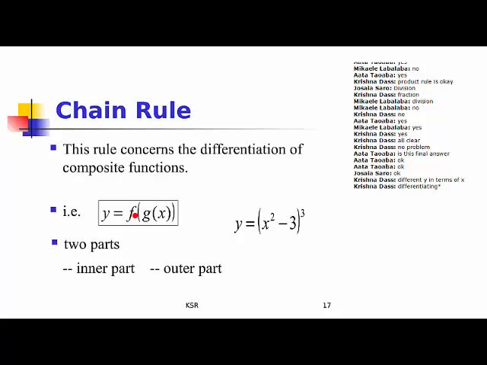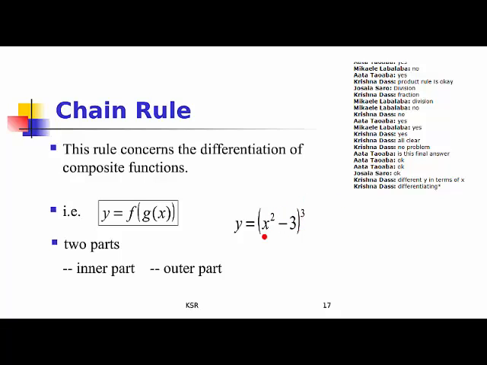So we have this f, which is the outer function, and this g(x) is the inner function. So we have two parts of the function here. Now, y equals (x squared minus 3) to the power 3. Now this whole thing to the power 3 is my outer function and this is my inner function.